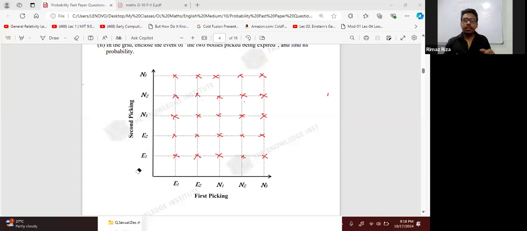Now, in this problem, we are not replacing the bottle. Not we, I mean the lab assistant. Not replacing the bottle. For example, in the first attempt, let us say the assistant took the E1 bottle, right? If he didn't replace it, then in the second picking, can it be E1? It can't, no? Because only if he replaced it could we take E1 in the second picking. Therefore, this point won't come. If he didn't replace it, this point also won't come. If he picked E2 first, he can't pick E2 in the second picking. If he picked N1, he can't pick N1. Therefore, these diagonal values won't come, right?